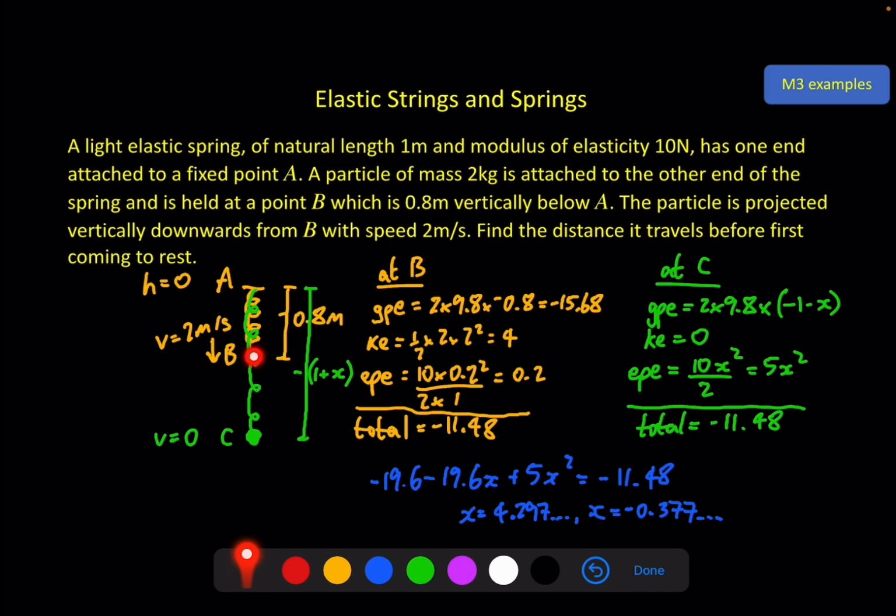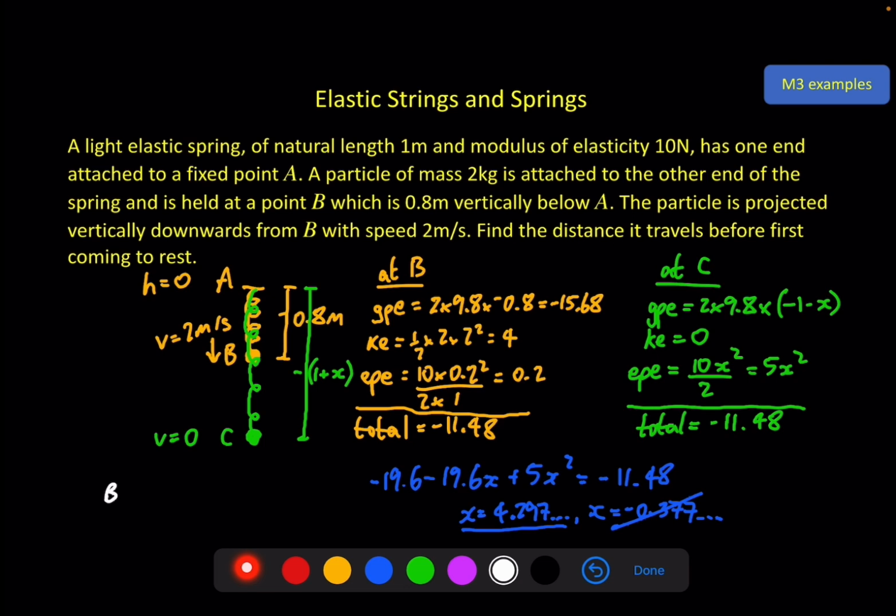But given the context, starting here, which is at a 0.2 compression, less than this, and going downwards, when it first comes to rest, it can't possibly have this extension. So just from the context of the question, we can discard this one. This must be the extension when it first comes to rest. But that's not what we're being asked to find. What we're being asked to find is the distance it travels. So it's got the extension, but it's also got 0.2 meters worth of compression first before it starts extending. So the total distance from B to C is this extension plus 0.2 meters from the initial compression.